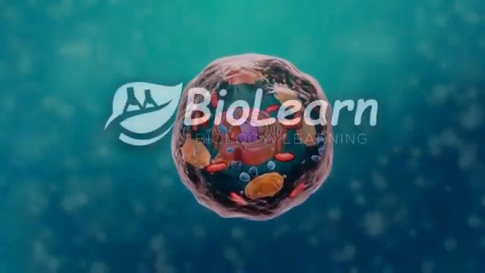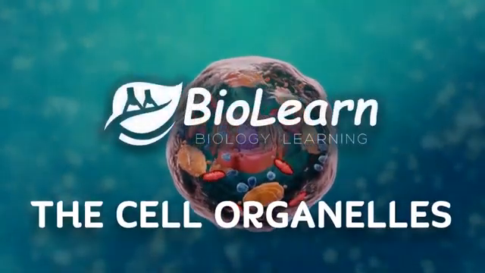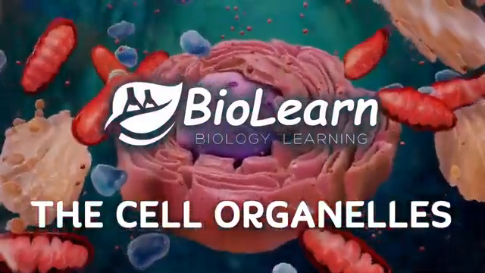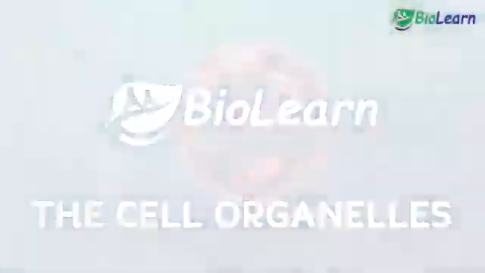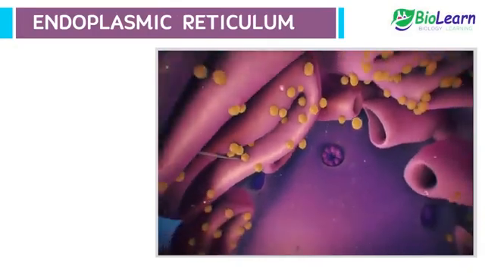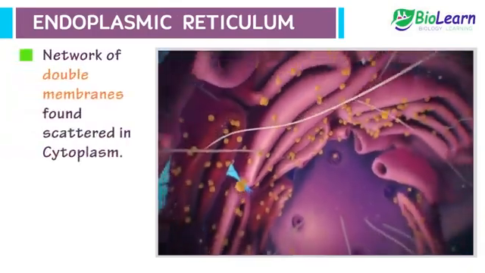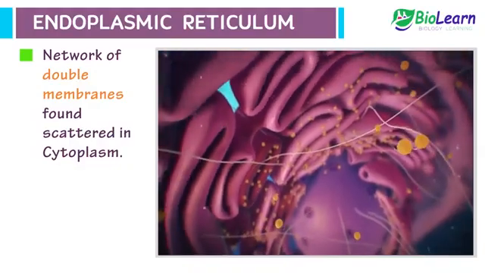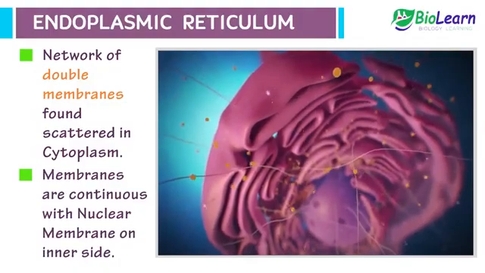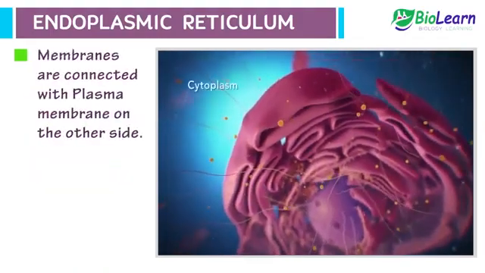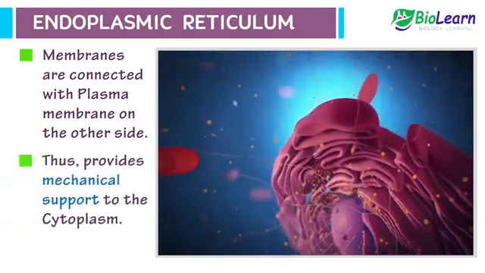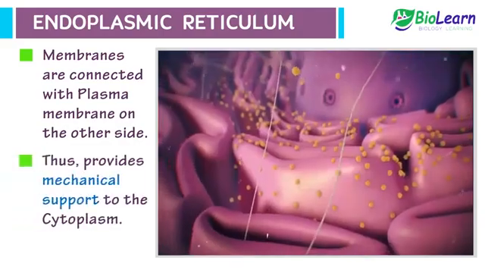Welcome to this video session about cell organelles and their functions. In the previous video, we have learned that cell organelles are present in the cytoplasm and carry out specific functions. Let us begin with endoplasmic reticulum. The endoplasmic reticulum is a network of double membranes found scattered in the cytoplasm. These membranes are continuous with the nuclear membrane on the inner side and connected with the plasma membrane on the other side. The endoplasmic reticulum provides mechanical support to the cytoplasm.